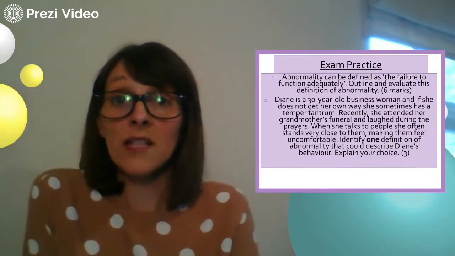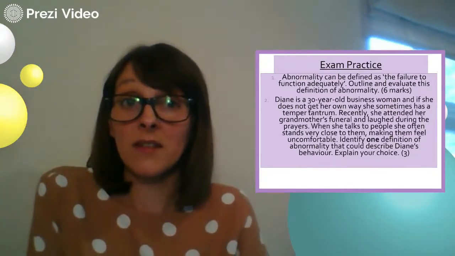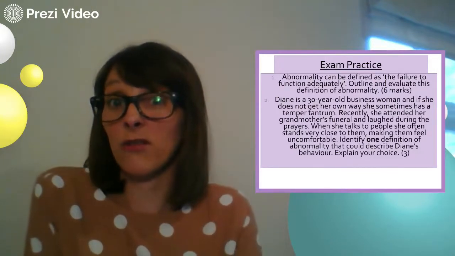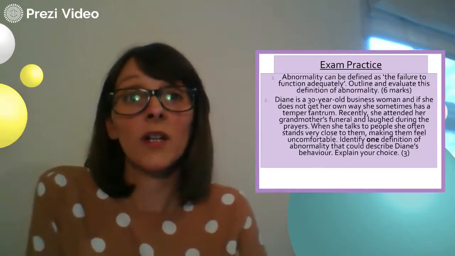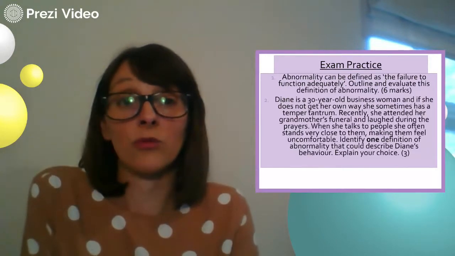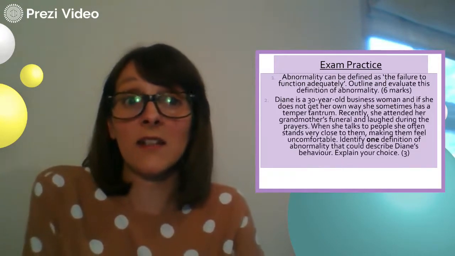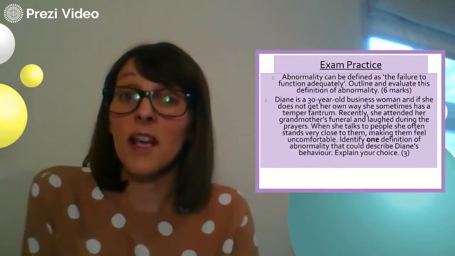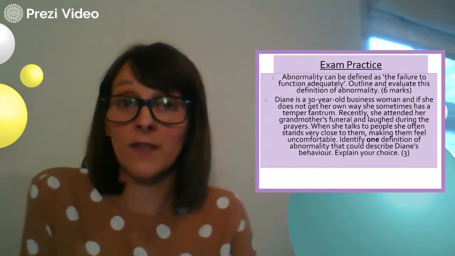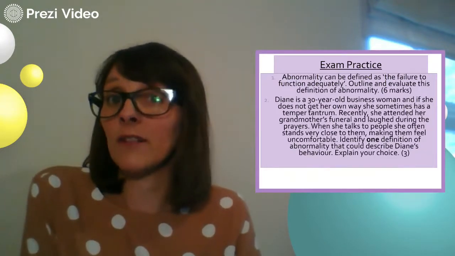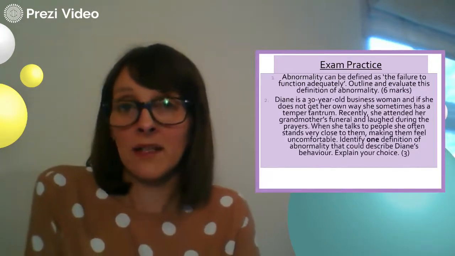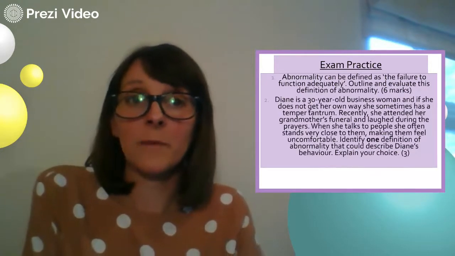You could use either of the definitions from today's lesson, or one of the definitions from yesterday's lesson. From yesterday's lesson you could use deviation from social norms, and you could link that to the idea that she's standing very close to people and making them feel uncomfortable. It's an unusual behaviour, and we used rudeness as our example, and this is quite similar to that. So she's going against the norms in society.